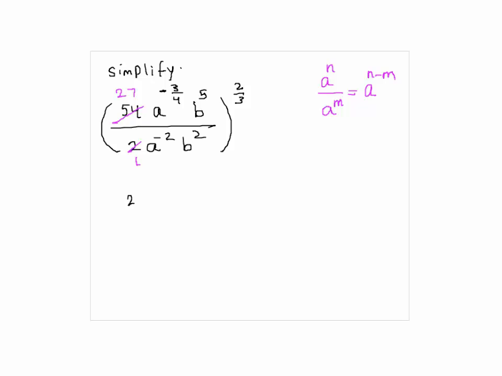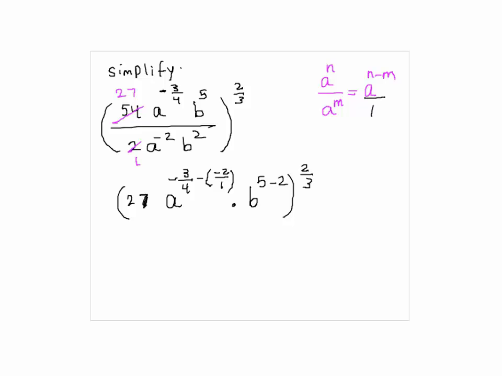So in this case, we're having a fraction, so that would be 27 a to the power of minus 3/4 minus 2 over 1. The whole thing goes over 1, to the top of the fraction. You can do the same thing with b. That would be b to the power of 5 minus 2. And the whole thing would be to the power of 2/3.